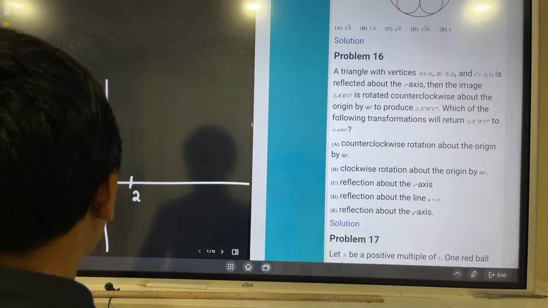So let's see. QD can be written as 1 over 5 times the square root of 18 squared plus 9 squared. So 1 over 5 times 9 times the square root of 2 squared plus 1. So 9 root 5 over 5. Okay, so if this is 9 root 5 over 5, what is PQ?